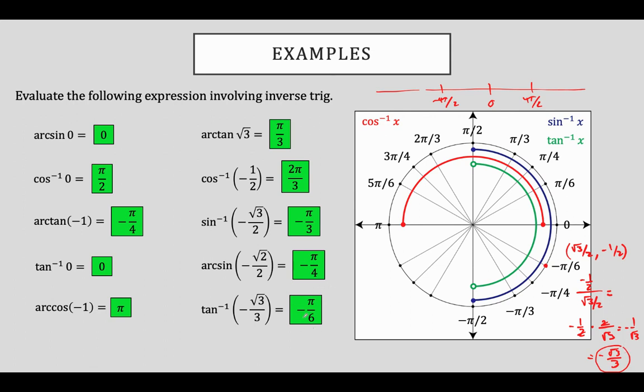Okay, we want the angle that has a tangent value of -√3/3. That's -pi/6. Okay, so there you have it, evaluating inverse trig functions using the unit circle. Again, the unit circle is so important here, guys. All right, and again, pay very, very careful attention to the range of each one of those inverse trig functions. Inverse trig, plug in a number, get out an angle.